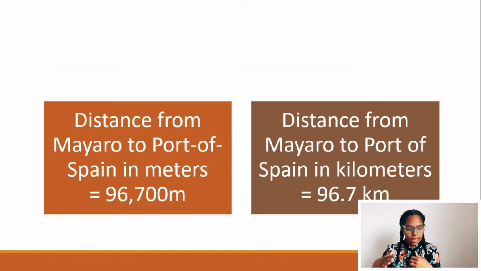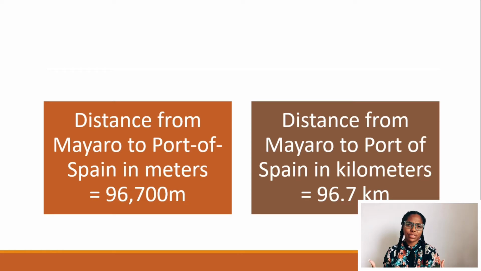Now, if we think back to our last session where we learned about fundamental quantities and SI units, we remember that the SI unit for length is meter. Now, I am originally from Mayaro, for those of you who don't know, so of course I had to choose Mayaro. If we look at the distance from Mayaro to Port of Spain along the Magdalena Road in meters, we get the distance being 96,700 meters.